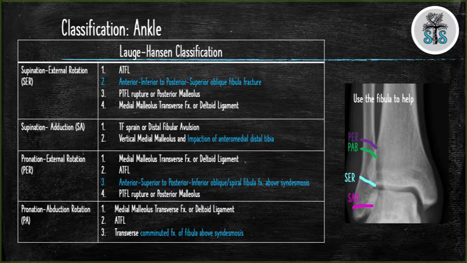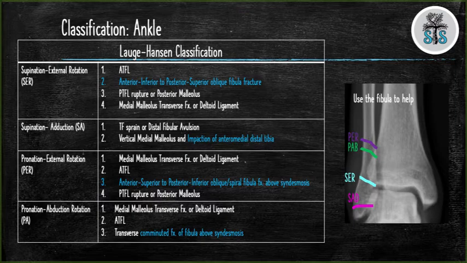It is important to remember that SER injury patterns have the fibula fracture oriented from anterior inferior to posterior superior. There are two subtypes in the Lauge-Hansen classification that have their distal fibula fracture in zone C of the Weber classification. These are both the pronation type injuries.